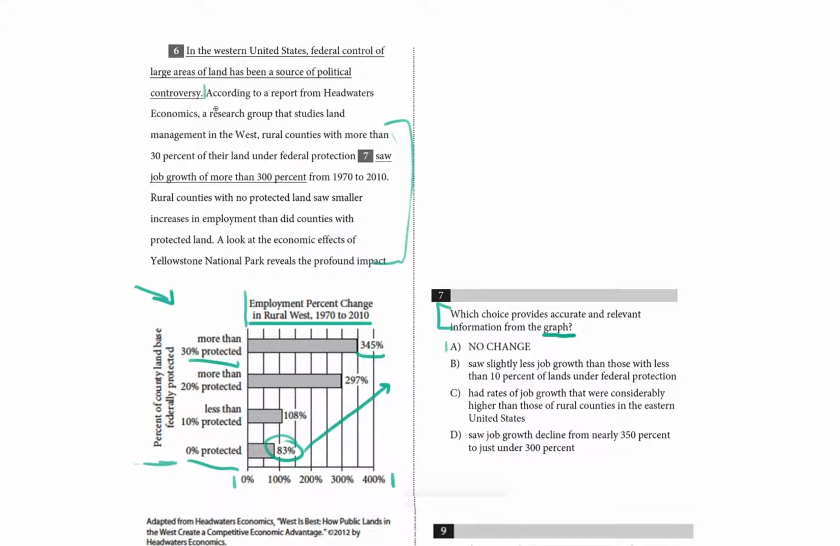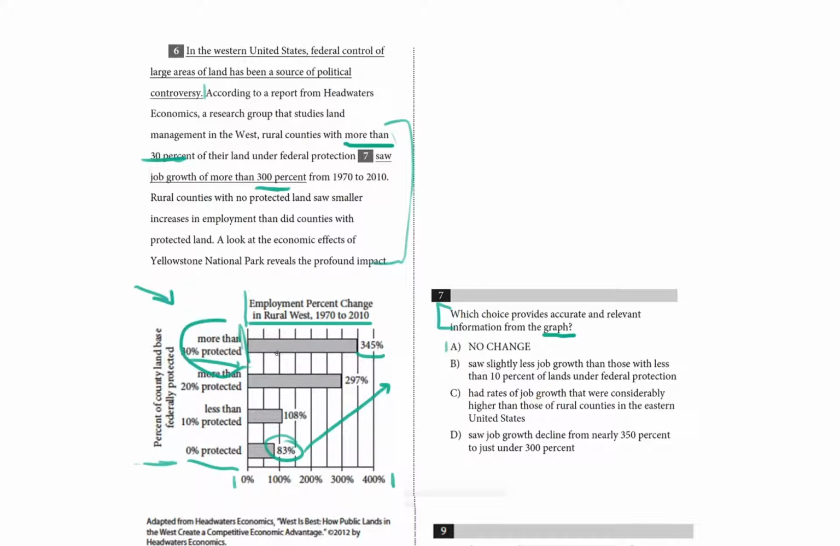According to a report from Headwaters Economics, a research group that studies land management in the West, rural counties with more than 30% of their land under federal protection, and here's the underlined part, here's choice A, saw job growth of more than 300% from 1970 to 2010. Now, I think that's exactly what we saw in the graph. Hold on real quick. 300%. 30% of their land, specifically more than 30% of their land.